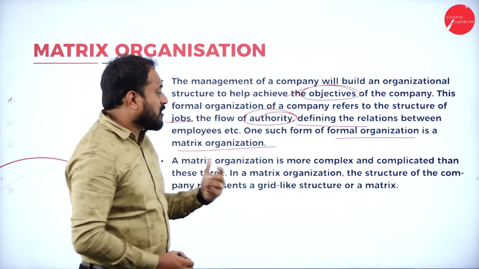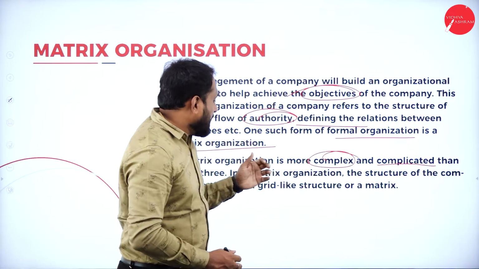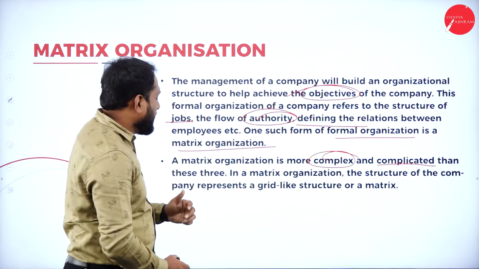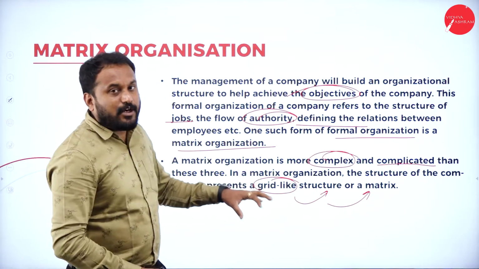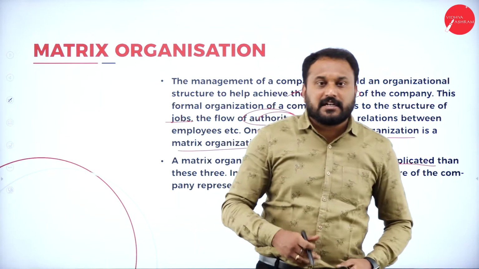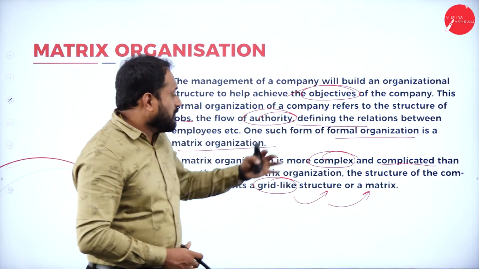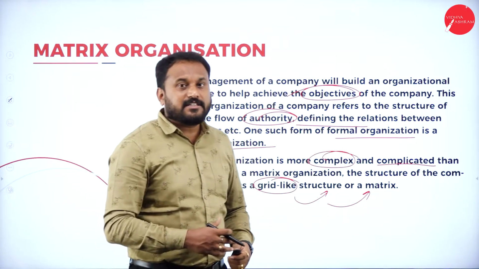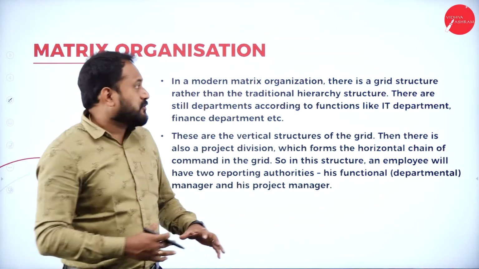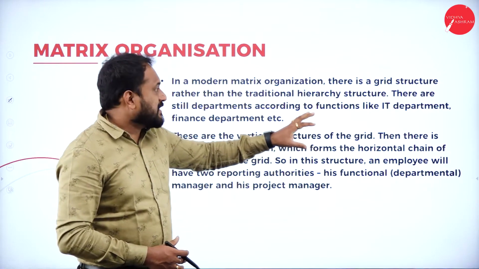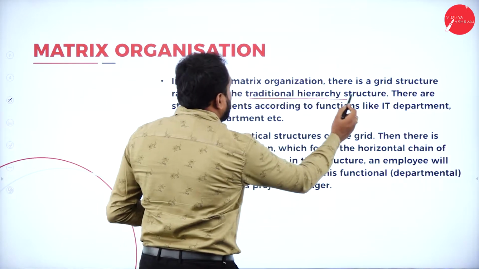Though matrix structure is more complex and complicated, you should also know that in a matrix organization, the structure of the company represents a grid-like structure, or a matrix. So there is a grid. You can see that the matrix structure is both complex as well as complicated. I'll be giving you the structure, what exactly it looks like, and how exactly the management will go with it. Before that, you should also know that in the modern matrix organization there is a grid structure rather than the traditional hierarchy structure.